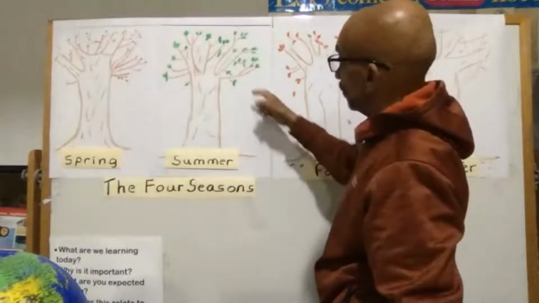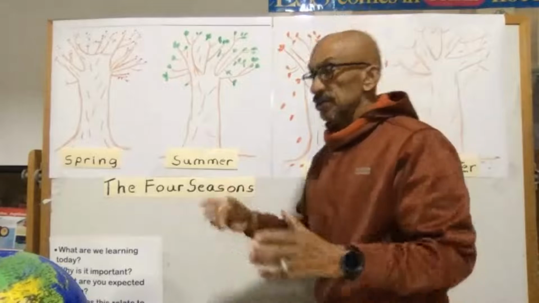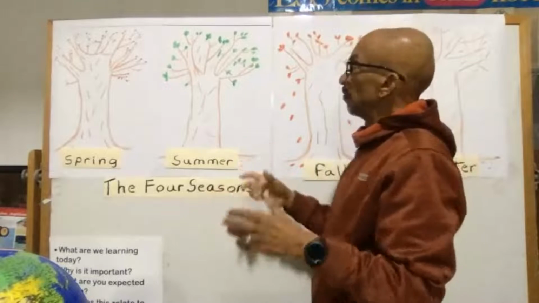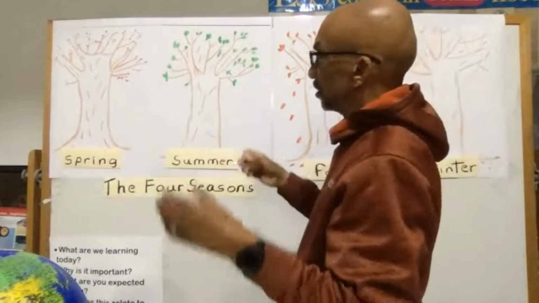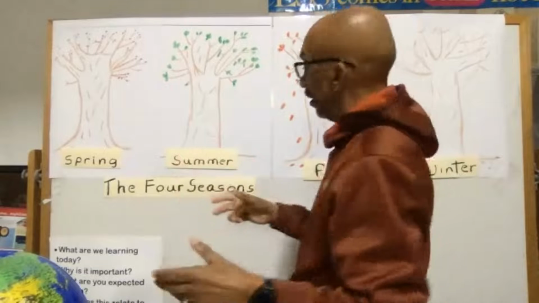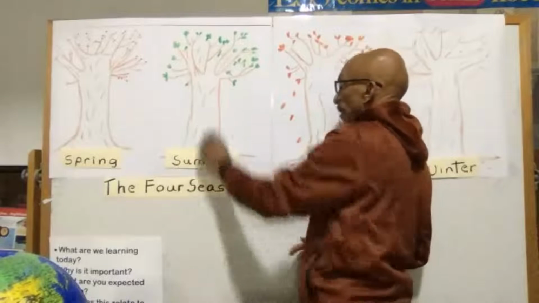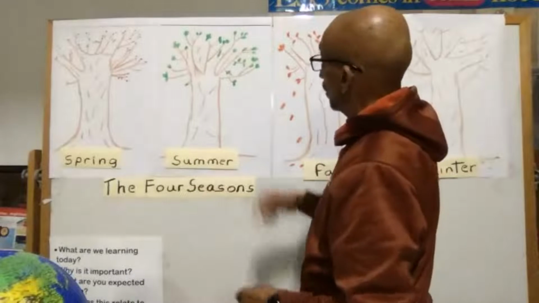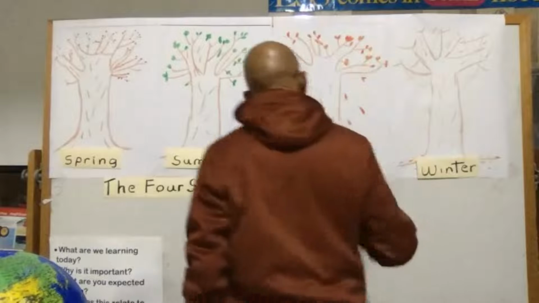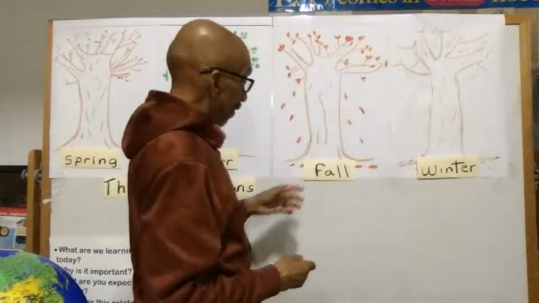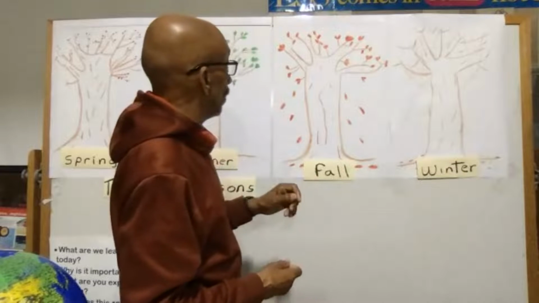And then on this one, in the summer, the trees are full of green leaves. Some of them big, some of them small leaves, but they have green leaves. So she did this one representing the summer. Looks pretty good. And then this one here, she did this one to represent autumn or fall.